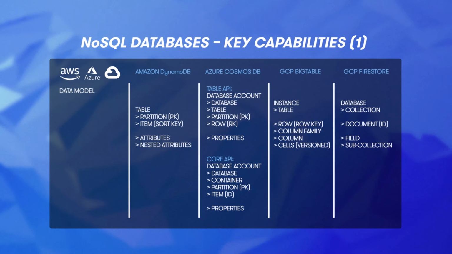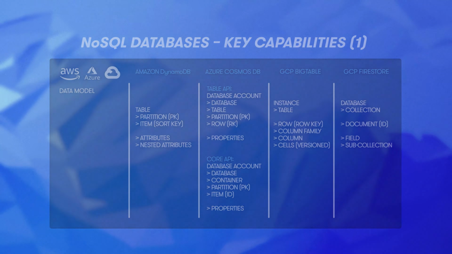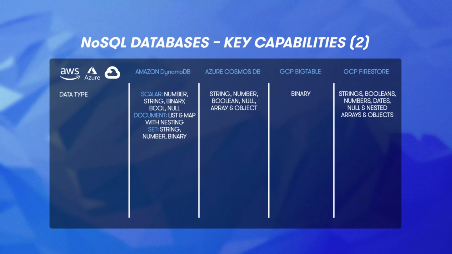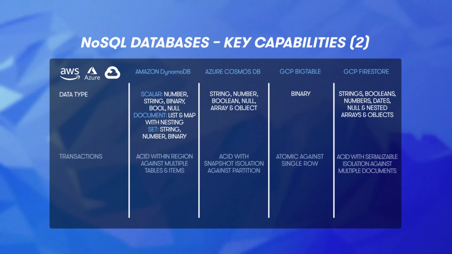And Firestore has a powerful feature where you can define nested collections within a document. The type of values each database stores are reasonably similar across the services, apart from Bigtable, which treats all values as binary values. All services provide a level of support for transactions, with some slight differences in the isolation level and scope that transactions can be executed against.